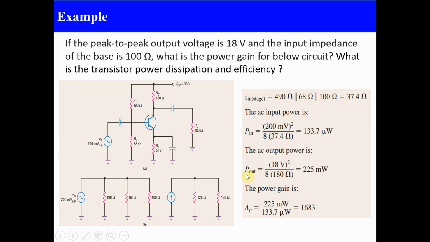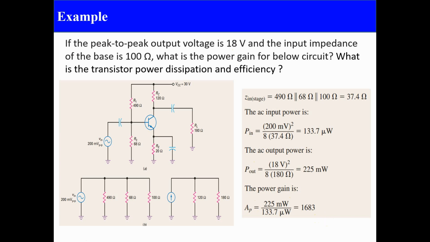Similarly, the AC output power, with peak to peak given as 18, is V out square upon 8 RL. RL is given, so we can find P out, and the ratio of P out upon P in will give you the power gain. So 1683 is the power gain of this circuit.